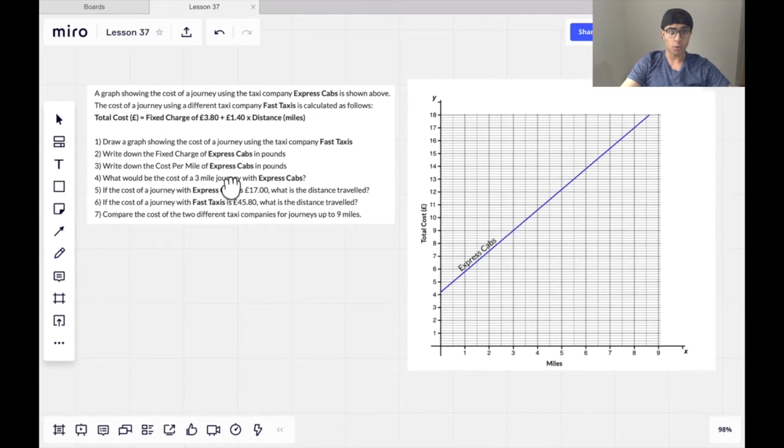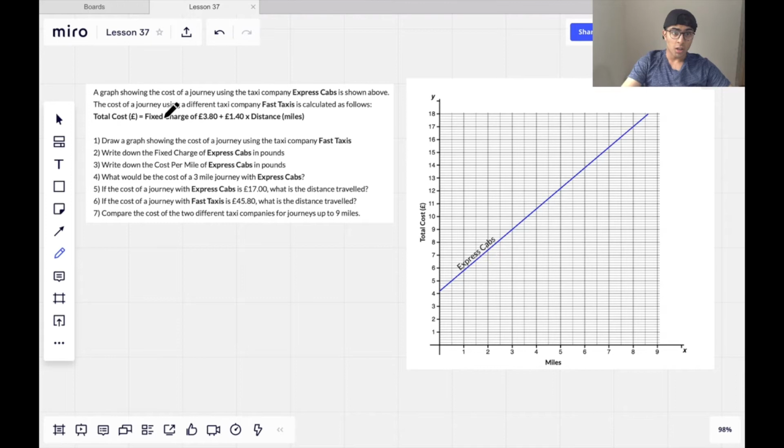This is question number 1. The graph here shows the cost of a journey using a taxi company, Express Cabs. The cost of a journey using a different taxi company, Fast Taxis, is calculated as follows: total cost equals a fixed cost of £3.80 plus £1.40 for every mile that they travel. Question number 1 is to draw the graph showing the cost of the journey using the company Fast Taxis.